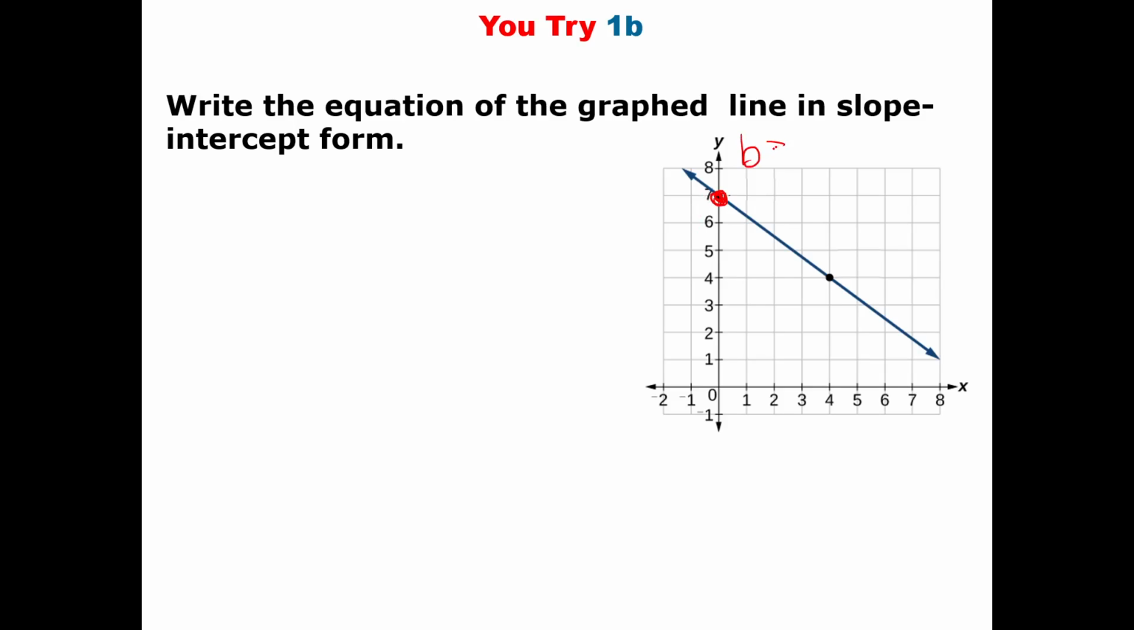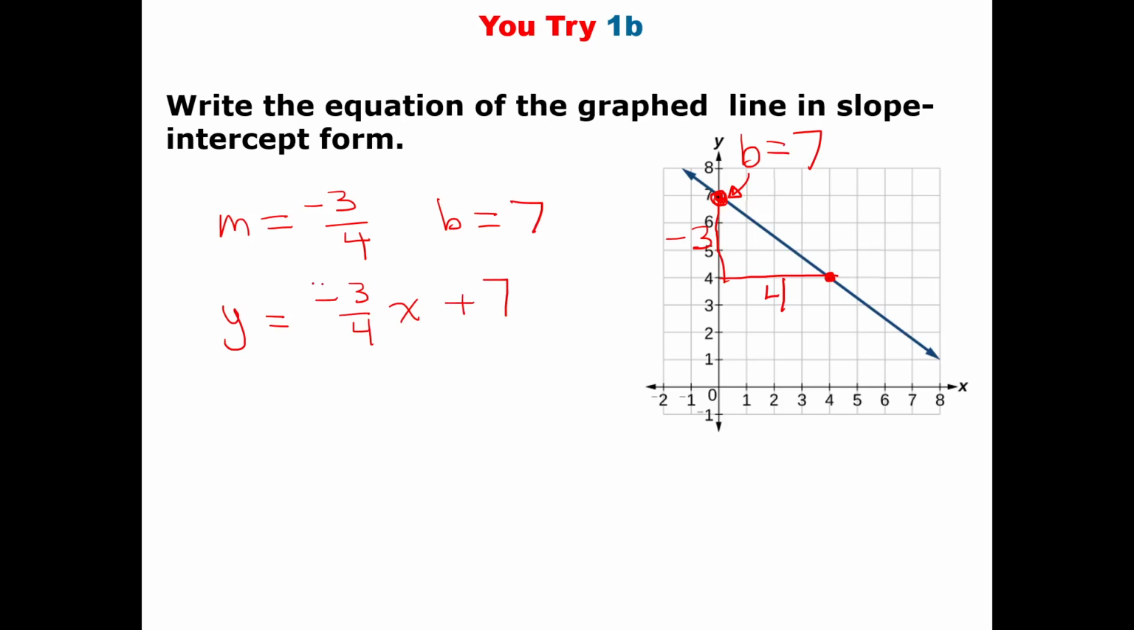So my y-intercept b here is 7, because that's where I cross the y-axis. For my other point, I'm going down 1, 2, 3 and running 1, 2, 3, 4. So I'm going down 3 and over 4. So I have a slope of negative 3/4 and a y-intercept of 7. So y is equal to negative 3/4 times x plus 7. And I'm done.